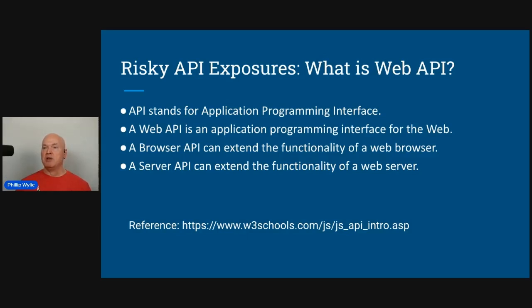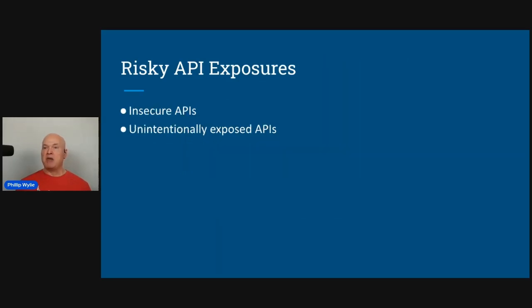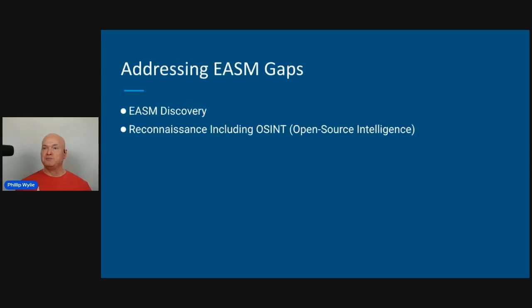But one of the things that's happened is sometimes these get overlooked as far as security goes. Sometimes people think that because APIs are hard to discover, it's going to be hard for threat actors to discover and exploit those vulnerabilities. So risky API exposures. Naturally, you're going to think of insecure APIs, APIs that aren't secure, and unintentionally exposed APIs. Sometimes there may be APIs in your environment that are for internal use only, so you want to make sure those aren't being exposed. And you want to make sure all your APIs are being properly secured, so they can't be exploited by threat actors.